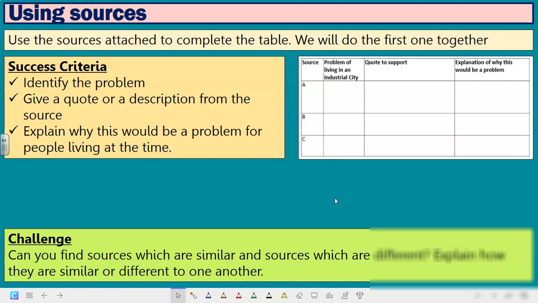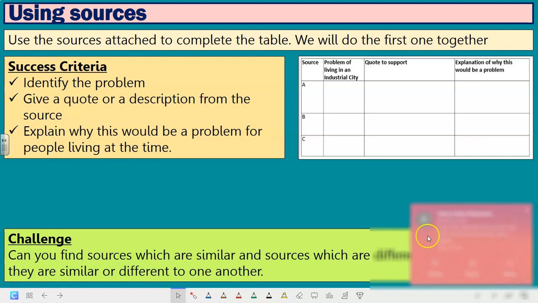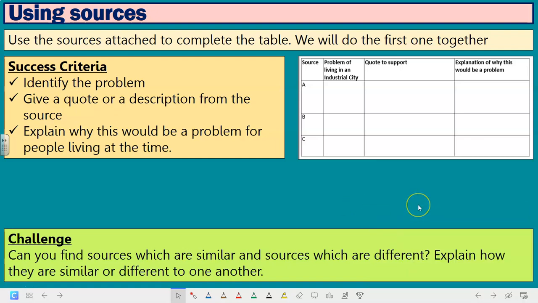You don't have to do all of the sources, but you must do at least 5. So we're going to do the first one together, and then you're going to do the rest on your own. So you're going to do at least another 4 on your own. If you don't have a printer, you absolutely don't need to print this out.